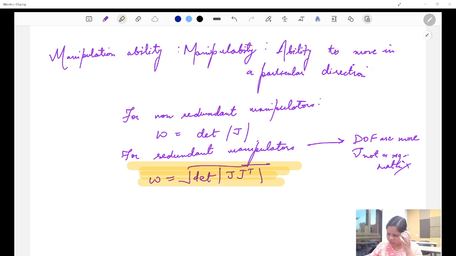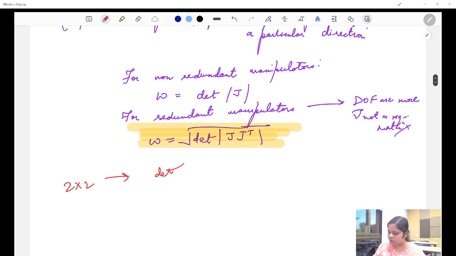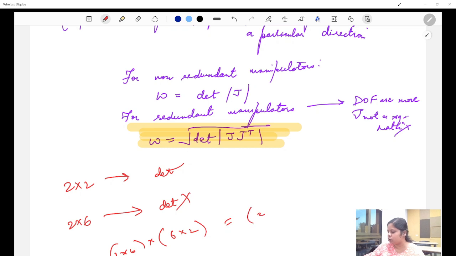Okay. And why do we actually need to do this? Because if you have a 2 cross 2 matrix, you'll be able to find a determinant. But let's say your Jacobian is a 2 cross 6 matrix. You won't be able to find a determinant. So you multiply the 2 cross 6 with the 6 cross 2 and then you get a 2 cross 2. Find the determinant, take the square root of this determinant. All right. That is why this is done.